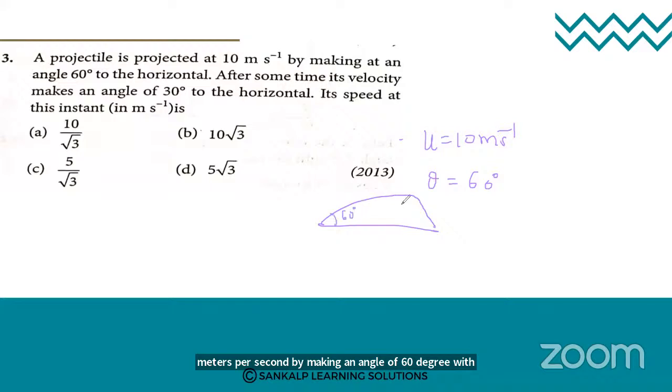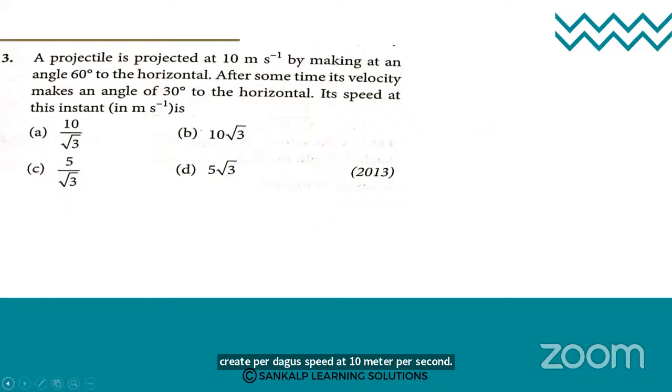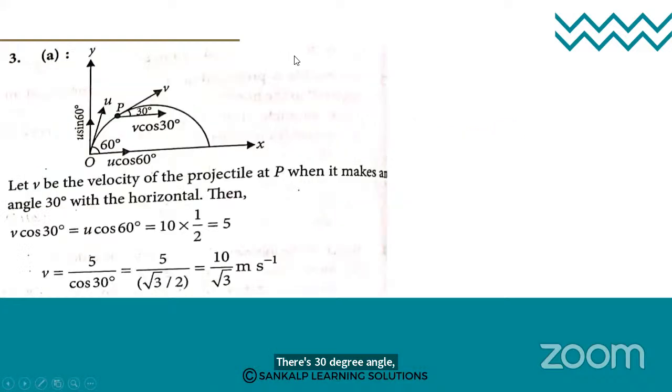So this angle is 60 degree. Okay. After some time, its velocity makes an angle 30 degree to the horizontal. Its speed at this instant is. So when the 60 degree angle is created, the speed is 10 meter per second. When the 30 degree angle is created, what speed comes? Okay. So here you can see here, students.